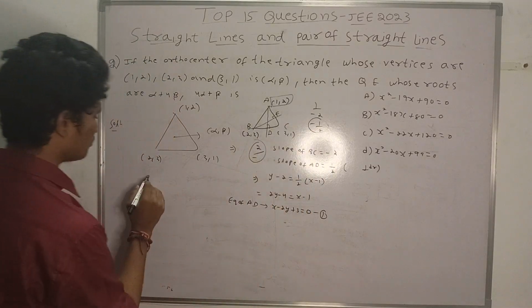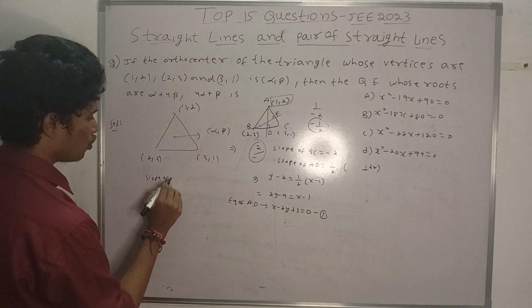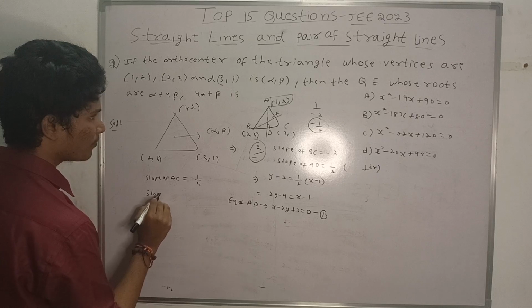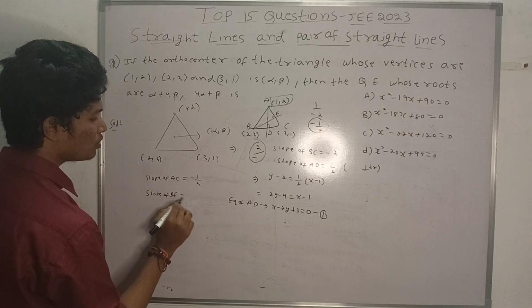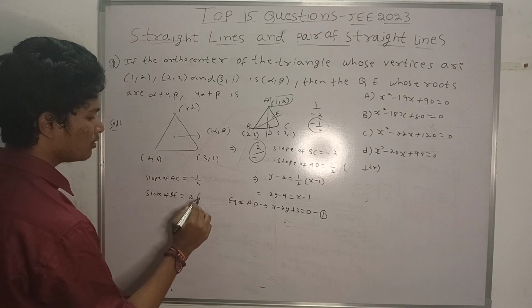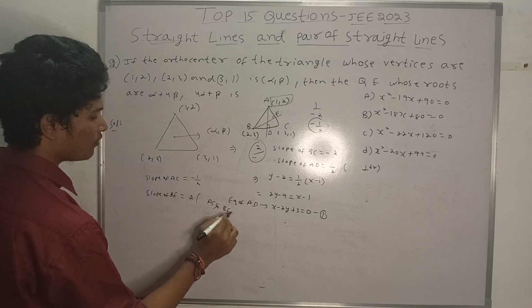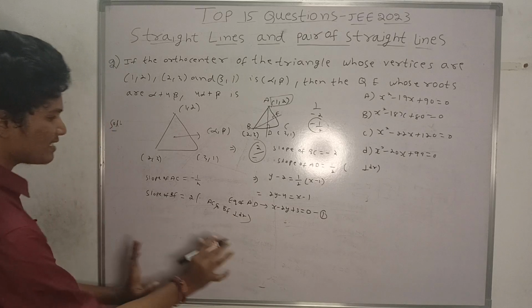Slope of AC equal to minus 1 by 2. So what is the slope of BF? That is 2, because AC and BF are perpendicular, so this is the reason.